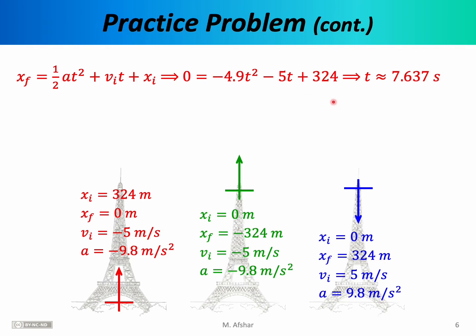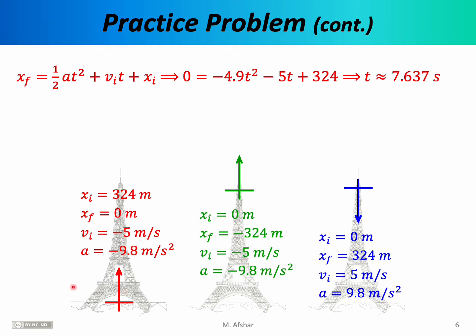Look at this equation for a second. Hopefully you recognize it as a quadratic equation. To solve an equation like this, you need the quadratic formula. I trust that you know the quadratic formula, and I trust that within about 30 seconds, you can plug numbers into the quadratic formula and find that the solution to this equation is 7.637 seconds. That's how long it takes for the baseball to reach the ground.